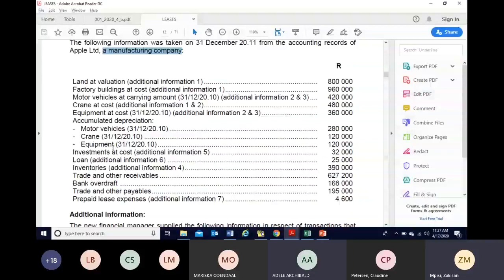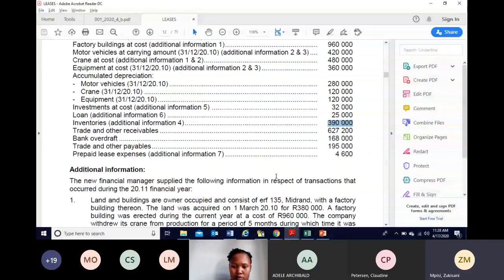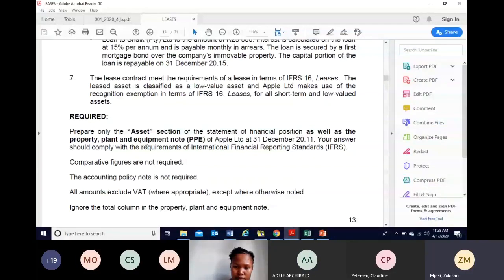So if you continue, there's a line item called inventories, and it tells you that inventories, additional information number 4, inventories are 390,000. So before reading what number 4 is, we read what is required. The required says prepare only the asset section of the statement of financial position. So this simply means that all we have to do is calculate the inventory that must be disclosed in the statement of financial position at year end, which is 31 December 2011. So that's basically what we have to do.